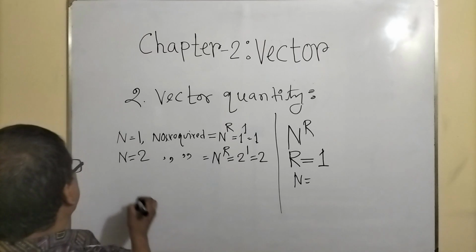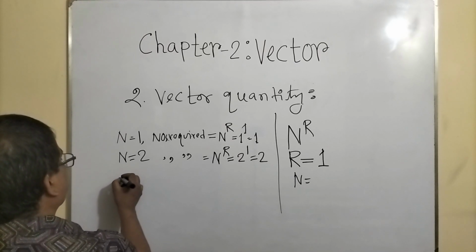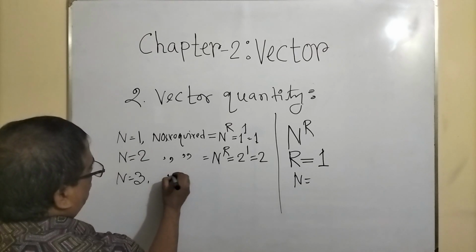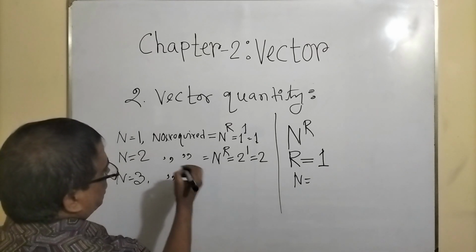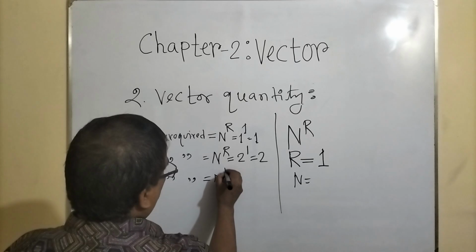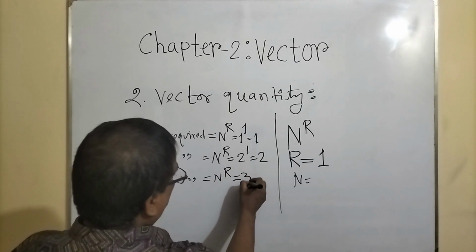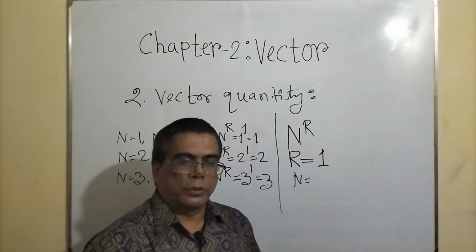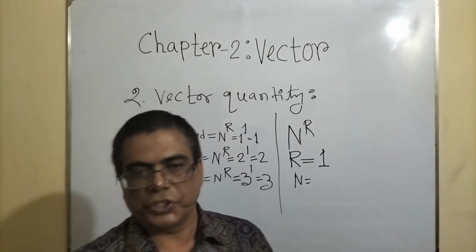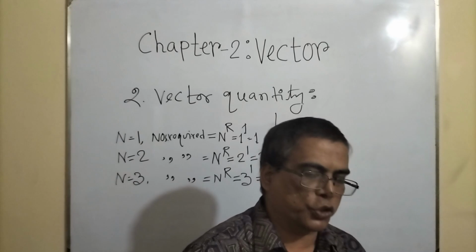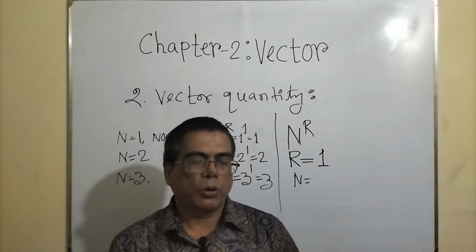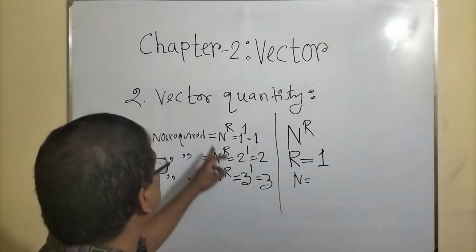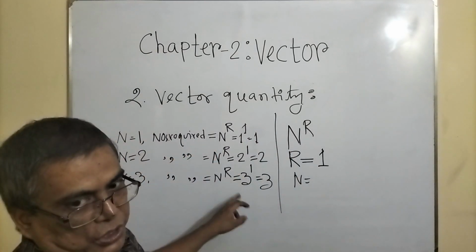When a vector quantity is in three-dimensional space, then n equal to 3, then numbers required to represent the vector quantity equal n to the power r equal to 3 to the power 1 equal to 3. So we see here in all the cases, that is in one-dimensional space, two-dimensional space, three-dimensional space, different numbers are required as per the number of dimensions.